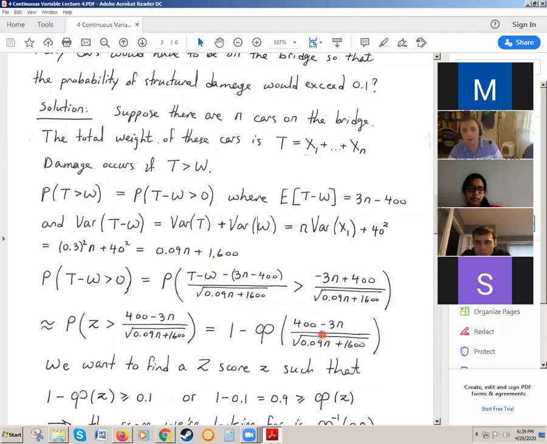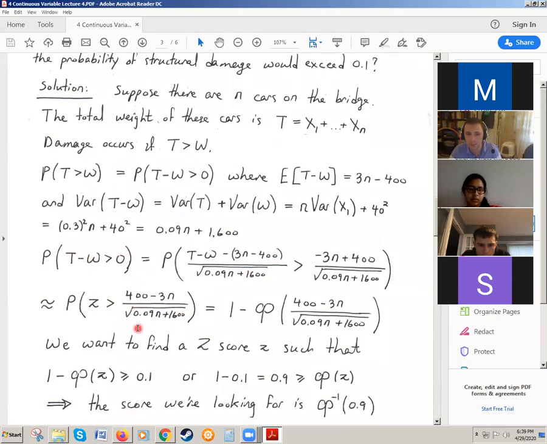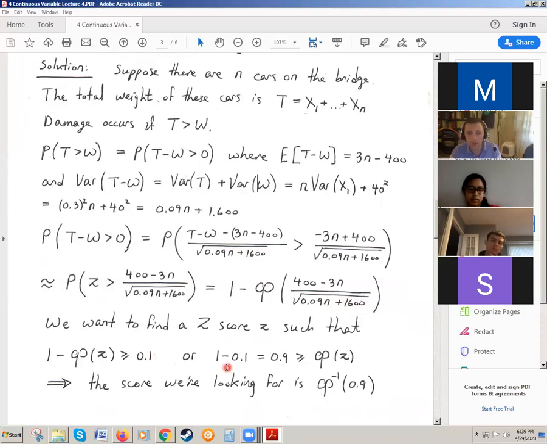Now, what do I want this probability to equal? I want it to be bigger than or equal to 0.1. So the probability of damage occurring, I want it to be bigger than 0.1. Or I want 1 minus 0.1, this number, to be bigger than or equal to this probability. I just move things around, right?